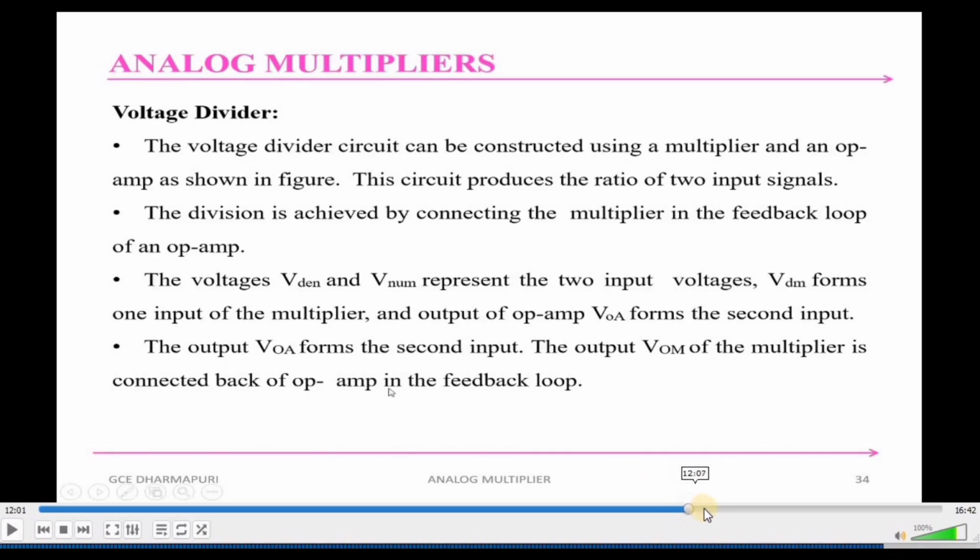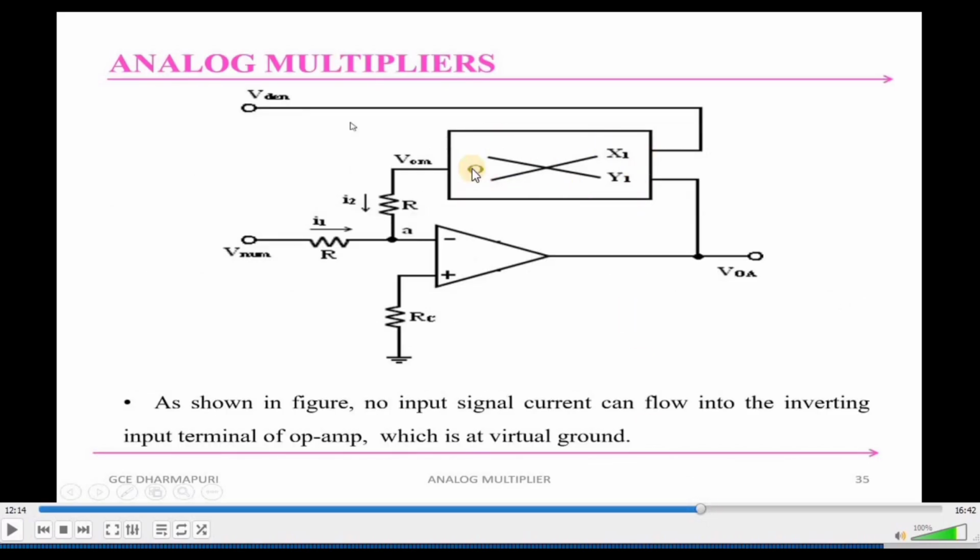So we see I have connected the multiplier term in the feedback loop. This is my feedback because the output is connected to the input. Here you can see I have used an op-amp and a multiplier. At this point VOA, the output is equal to 0 because of virtual ground, right? There is no current flowing through this terminal, so I can write I1 is equal to I2, right?